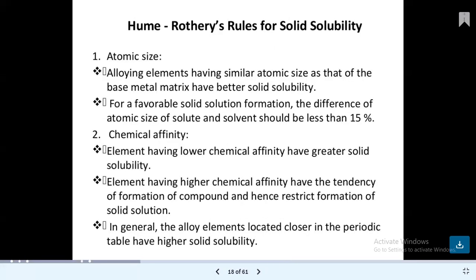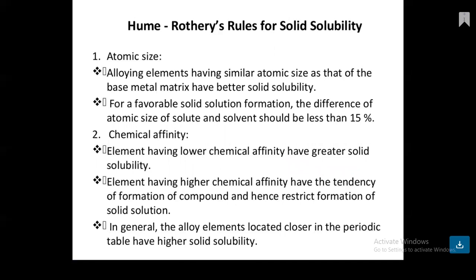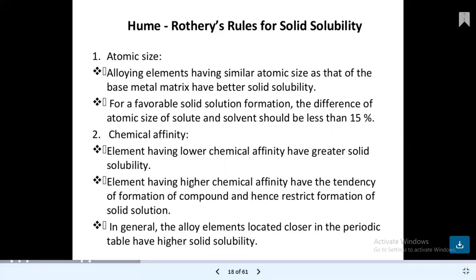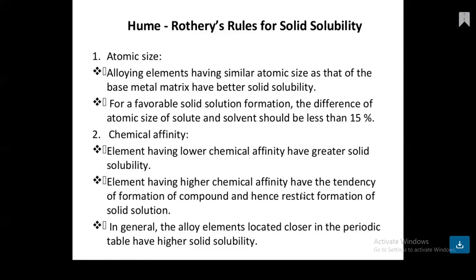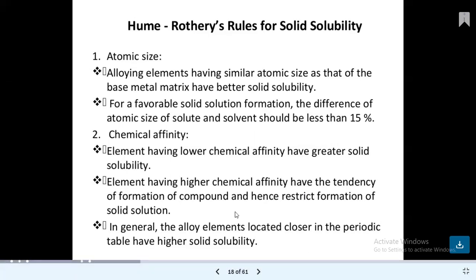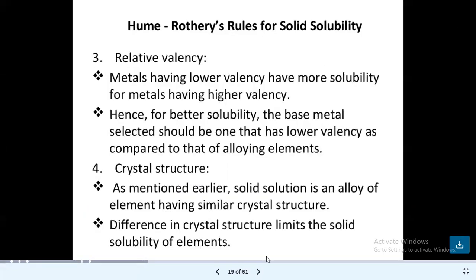First is atomic size. Alloying elements having similar atomic size as that of the base metal matrix have better solid solubility. For a favorable solid solution formation, the difference of atomic size of solute and solvent should be less than 15%. Next, chemical affinity. Elements having lower chemical affinity have greater solid solubility. Elements having higher chemical affinity tend to form compounds and hence restrict the formation of solid solution. In general, alloying elements located closer in the periodic table have higher solubility.